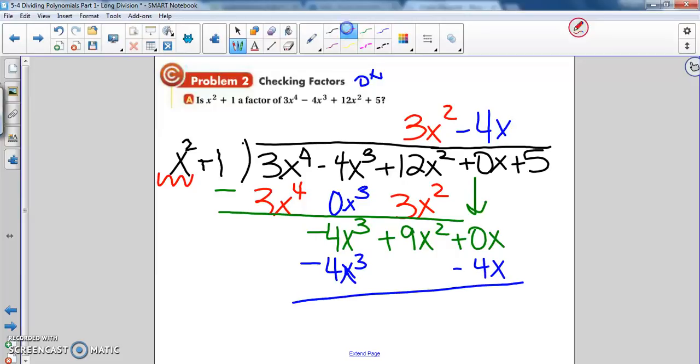And I am subtracting. Negative 4x cubed minus a negative 4x cubed cancels because this turns to a positive. 9x squared minus 0x squared is 9x squared. And 0x minus negative 4x is plus 4x. Bring down our 5.